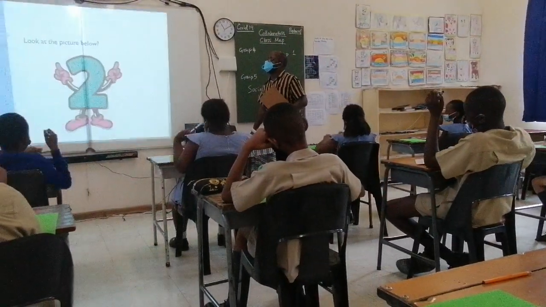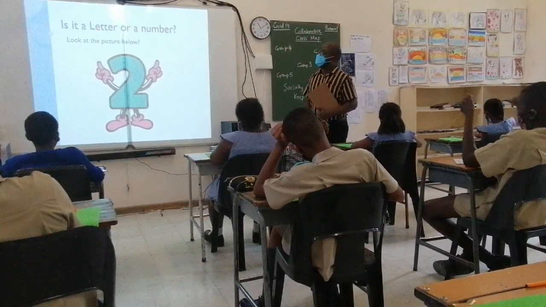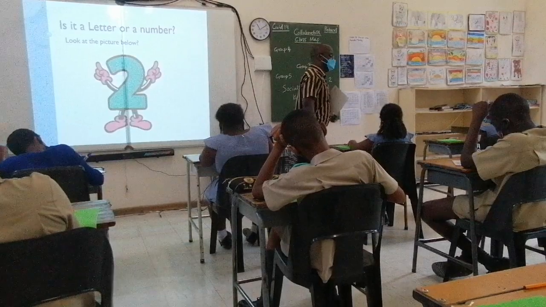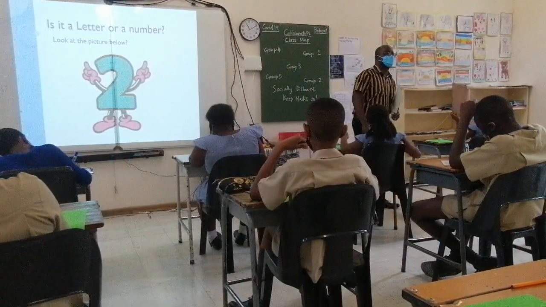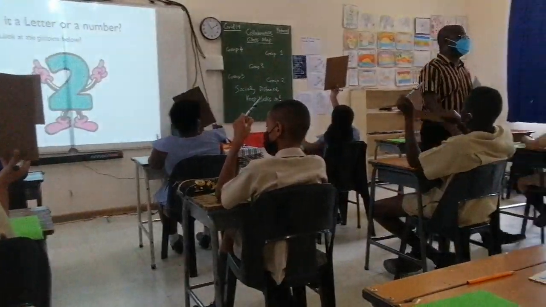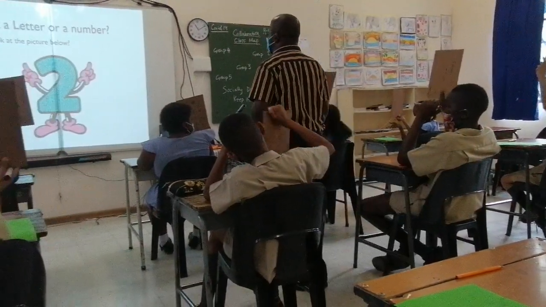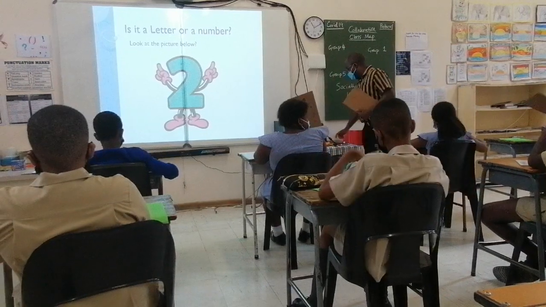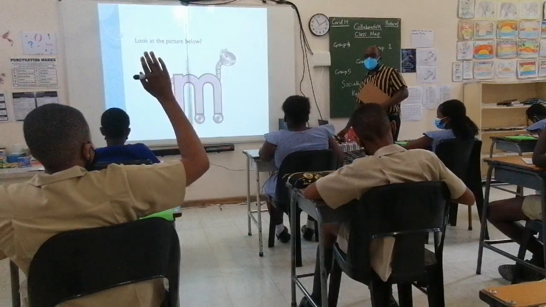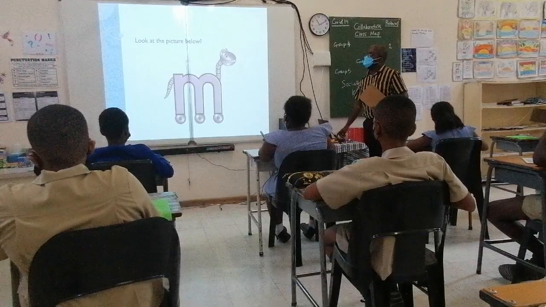Fantastic. Okay, let's continue. Look at the picture below. Number 3. Is it a letter or a number? As soon as you're ready, you can hold up the board. Good. Very nice. Excellent. So we recognize that is a number. And the last one, who remembers this guy? What's his name? Munching Mike. Wow. Okay, same drill.